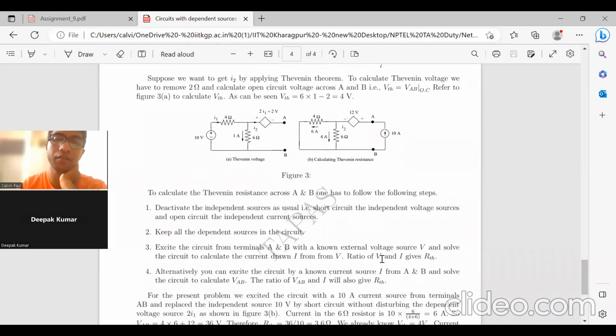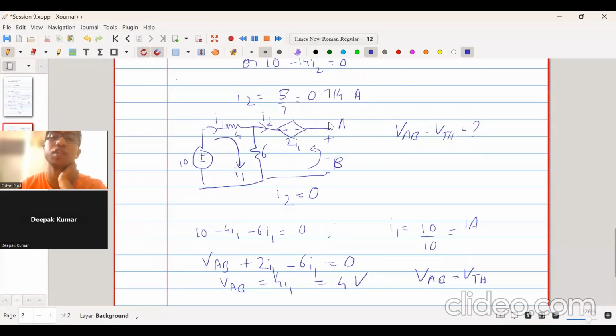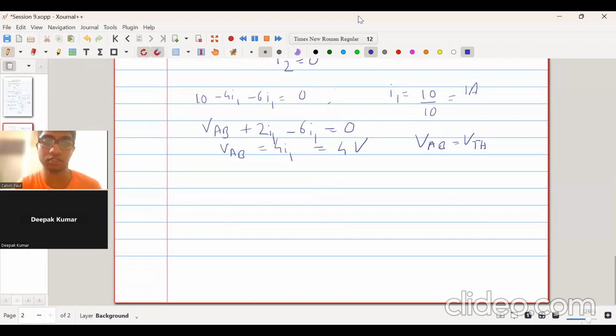Now, what you want to do is find the Thevenin resistance. To find the Thevenin resistance, what do we do to the voltage sources and current sources? Voltage source will be shorted and current source will be opened. So we do that for the circuit.